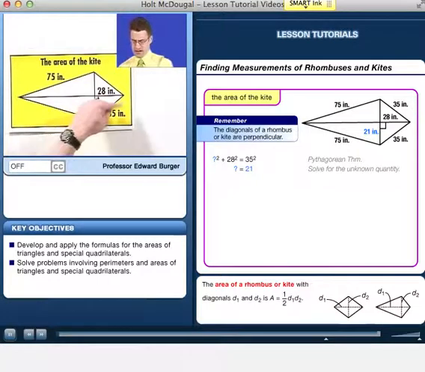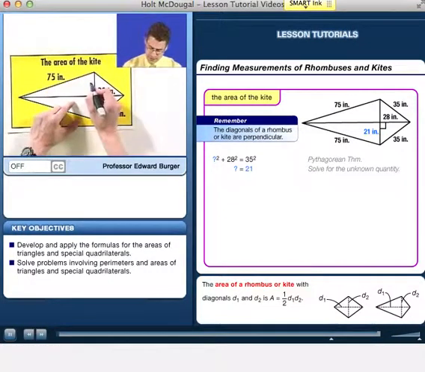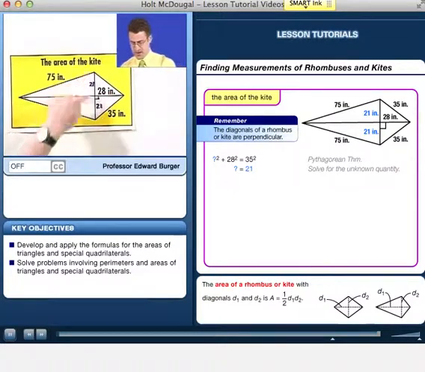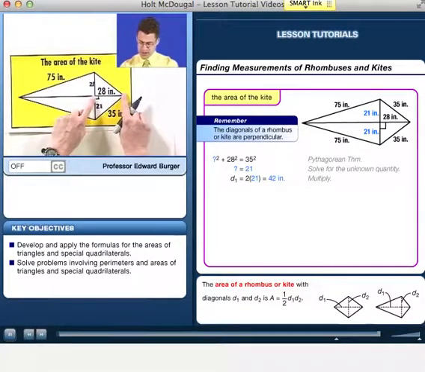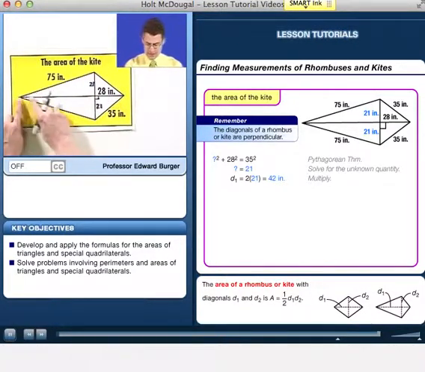If you didn't like that, you could actually use the Pythagorean theorem to find that. This squared plus 28 squared equals 35 squared. When you solve that, you're going to get 21. Well, that means that this is 21. So actually, one of my diagonals I see now is 42. So that's cool. How am I going to find this? Well, I know this is 28. All I've got to do here is find this.